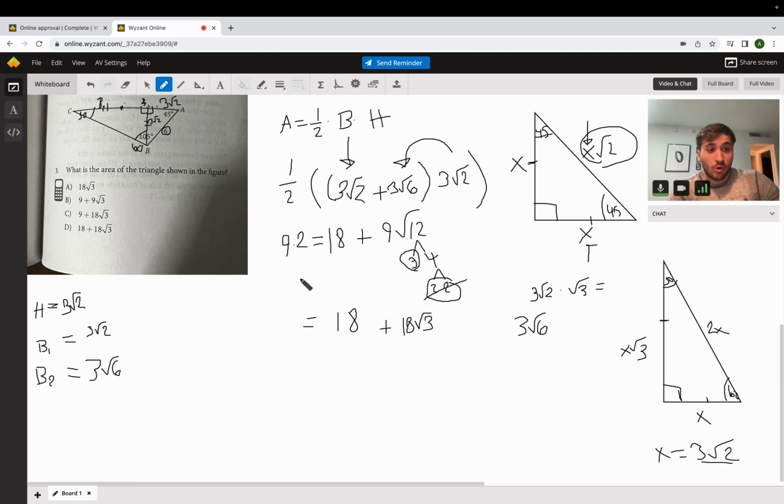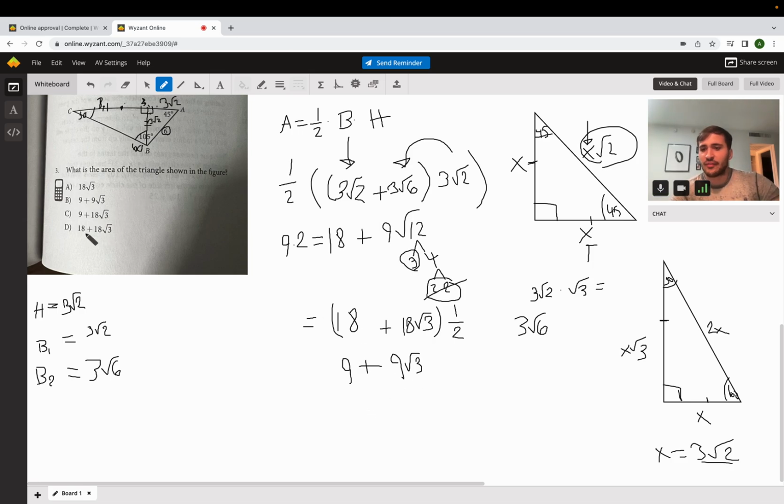So we're almost done, guys. We have this. All we have to do now is multiply it by 1/2. What is 1/2 times 18? 9. What is 1/2 times this? 9 radical 3. Let's look at our answer choices. A is 18 radical 3. That's not what we got. B is 9 plus radical 3. That's exactly what we got.